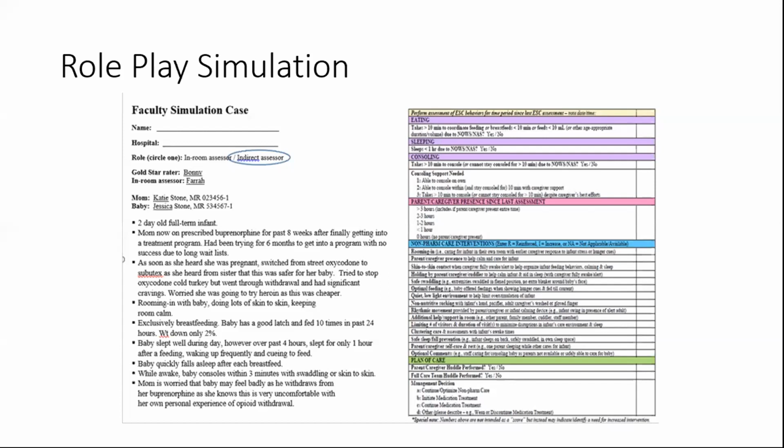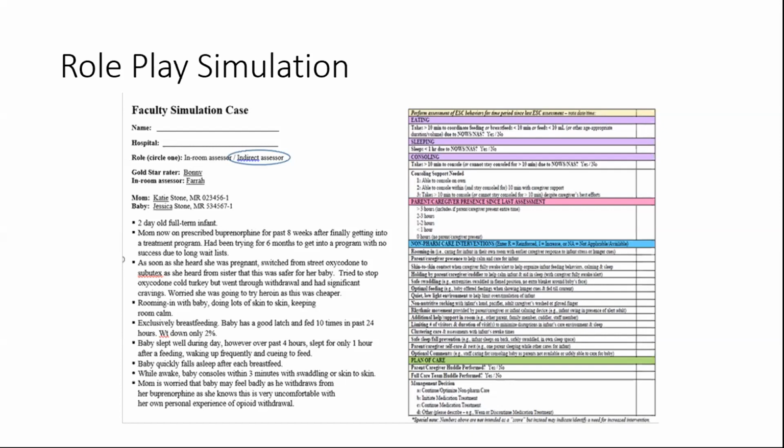In this scenario, we have a 2-day-old infant. Mom was on prescribed buprenorphine for the past 8 weeks after finally getting into a treatment program. She'd been trying for 6 months to get into a program with little success due to the long wait list. As soon as she heard she was pregnant, she switched from street oxycodone to Subutex because her sister said it was safer. She tried to stop her oxycodone cold turkey, but she went through withdrawal and had significant cravings. So she was worried she was going to go back to using heroin, so she got herself on Subutex.